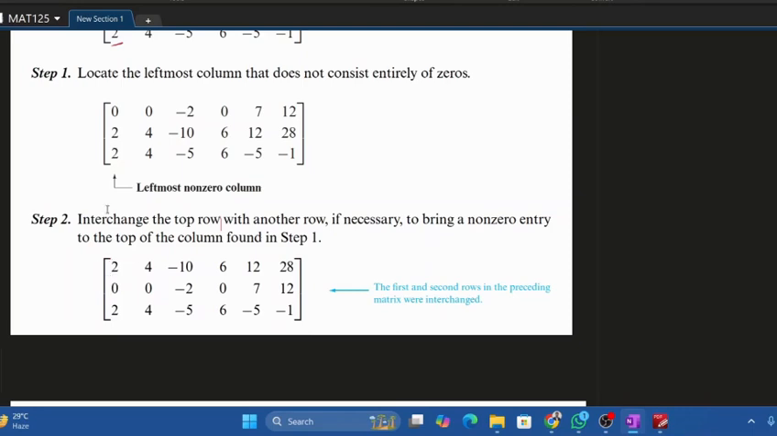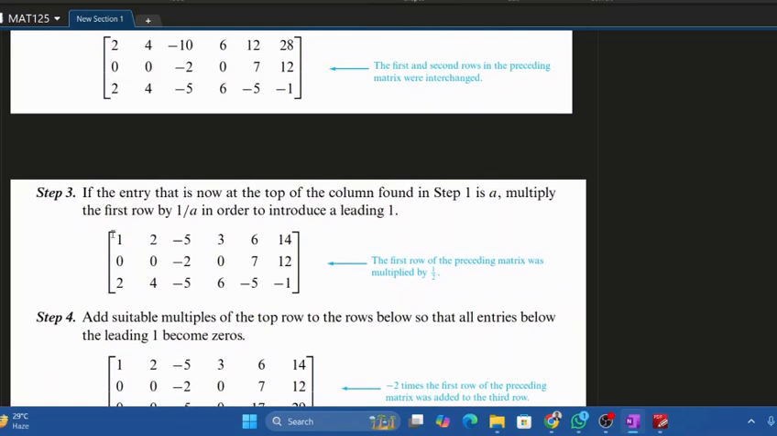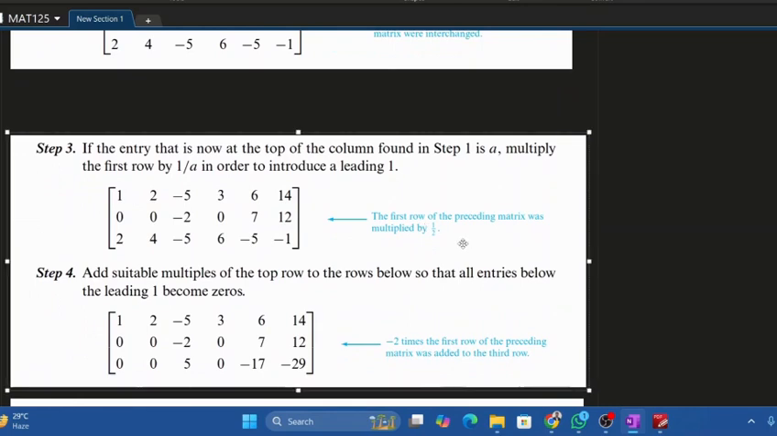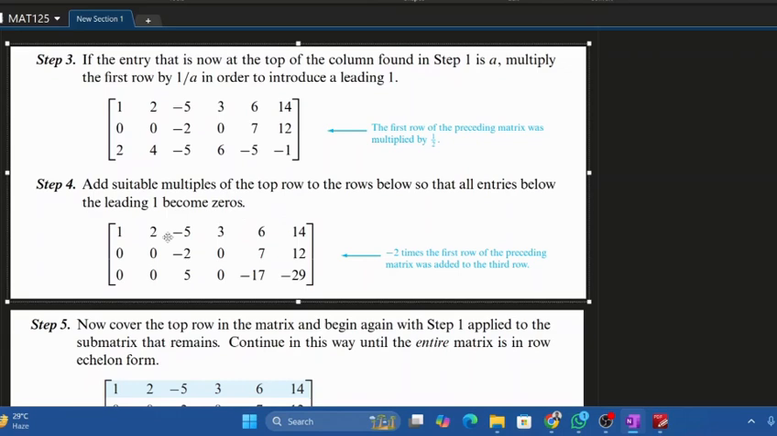Okay, next, step 3: we have to multiply by 1 by a. If the first value is a, then we have to multiply it by 1 by a. So we have 2, so we are multiplying it by 1 by 2, right? Okay, nice. Then if we multiply it by 1 by 2, we'll get this thing.